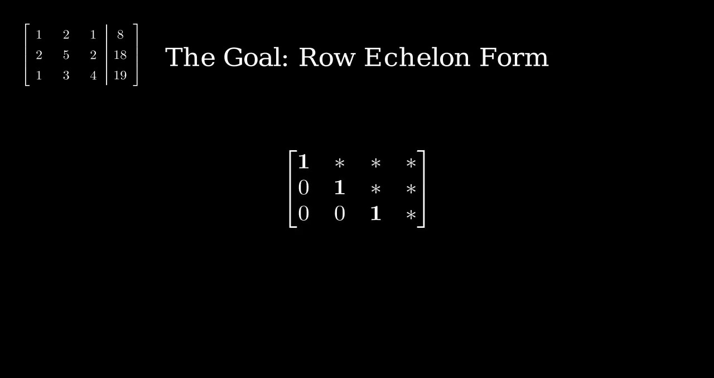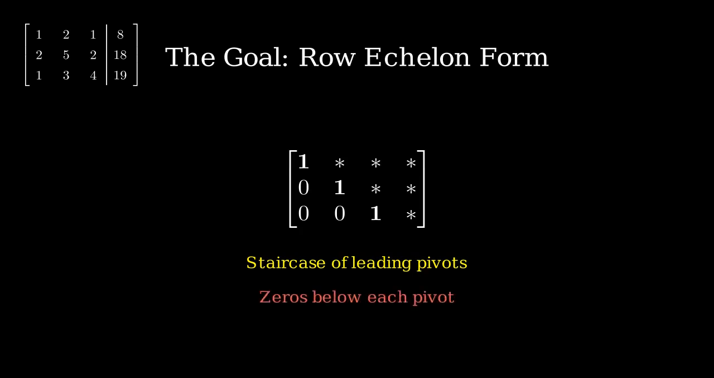Our goal is to use these operations to reshape the matrix into something called row echelon form. That means zeros below the diagonal, a staircase of leading ones stepping down to the right. Once we reach that shape, the solution practically reads itself off.